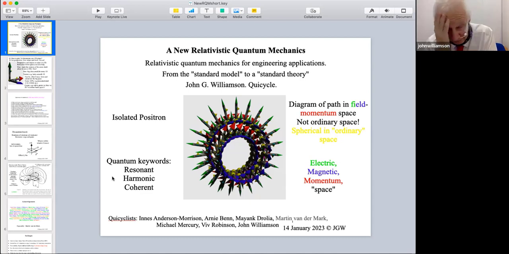Now, the little yellow ball is, if you like, a 10th dimension. It's the center of momentum of the object. And in fact, we've drawn the thing here as though it's a path going round and round in this field momentum space. But of course, an isolated positron or electron has nothing to go round and round except itself.